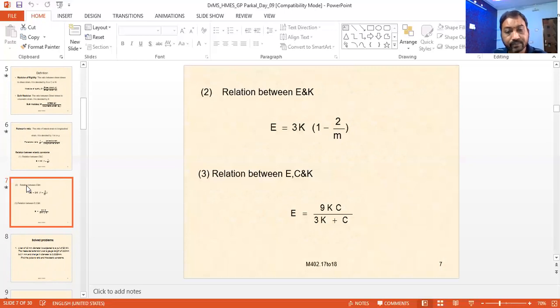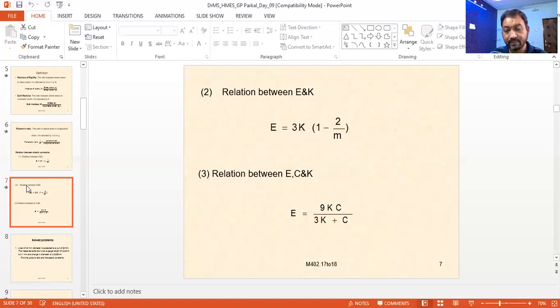Next, coming to the relation between the three elastic constants, that is the modulus of elasticity E, modulus of rigidity C, and bulk modulus K. We have the relation E is equal to 9KC by 3K plus C. So this is the relation between the three elastic constants.